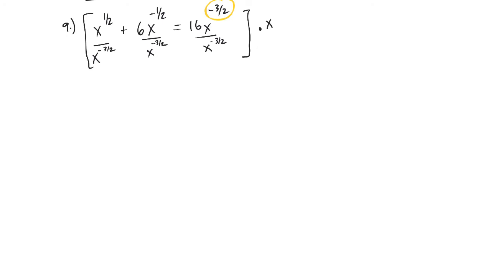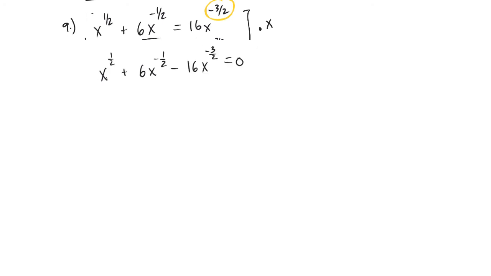Shouldn't we just set it equal to 0 first? Let's do that. Okay, so I just moved my 16x to the negative 3 halves over by subtracting it from both sides. Okay, so now I am going to take that smallest exponent, that's what I'm going to factor out. So x to the negative 3 halves factors out, and I divide everything by x to the negative 3 halves.